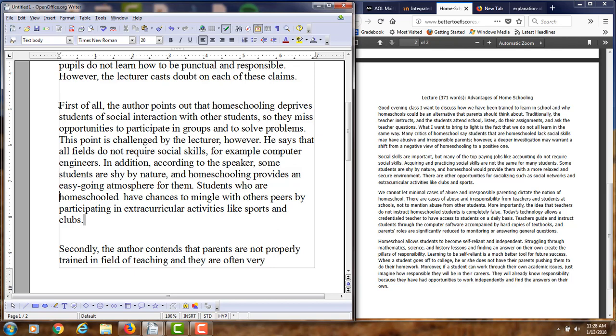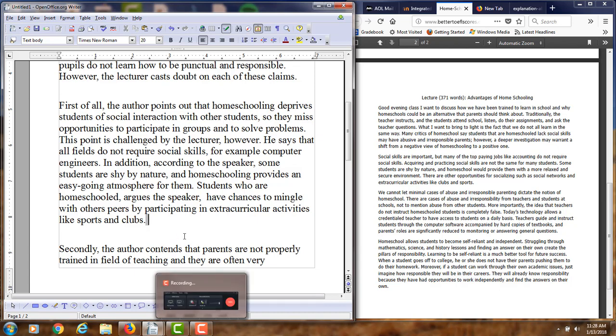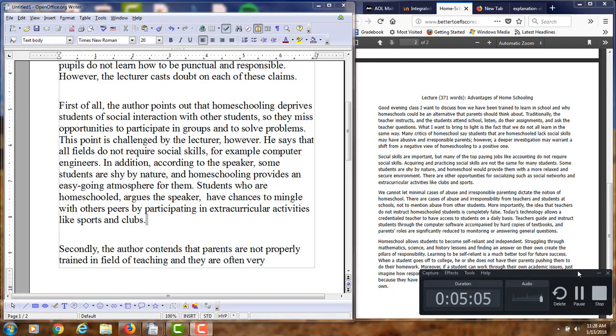Students who are homeschooled have chances. How about this? I'm going to put that voice marker in there too. So students who are homeschooled, argues the speaker, have chances to mingle with other peers by participating in extracurricular activities like sports and clubs. There we go. So this paragraph I developed just a little bit more than what you have.